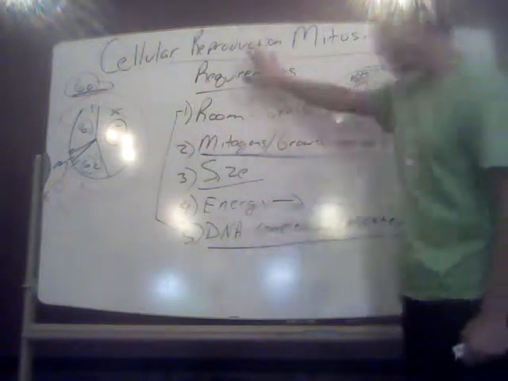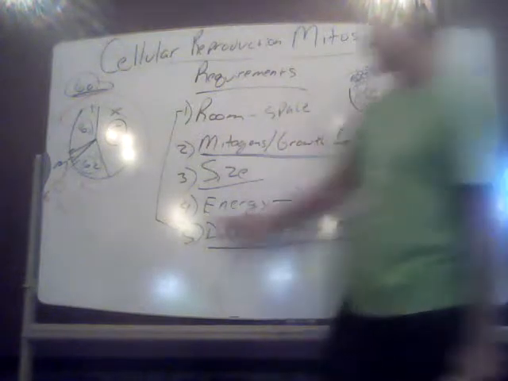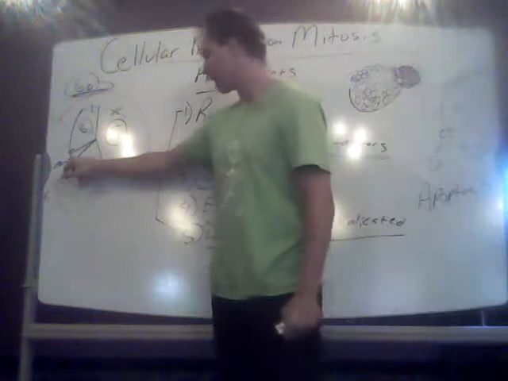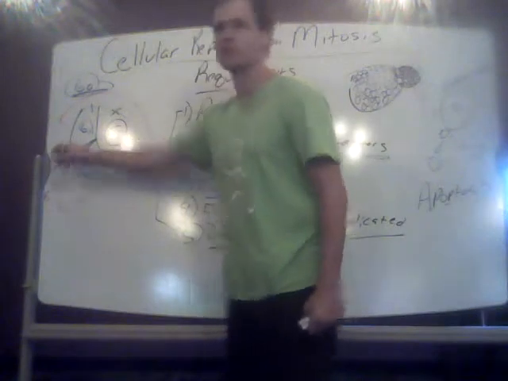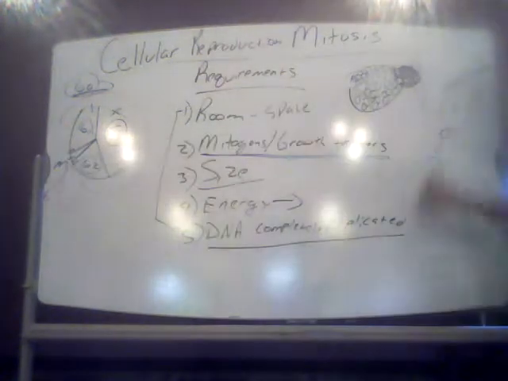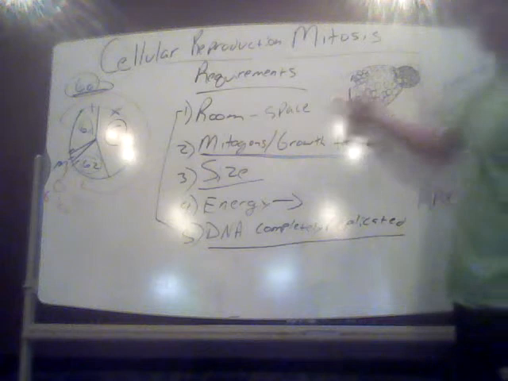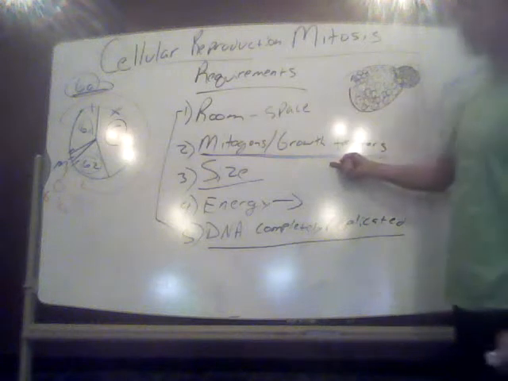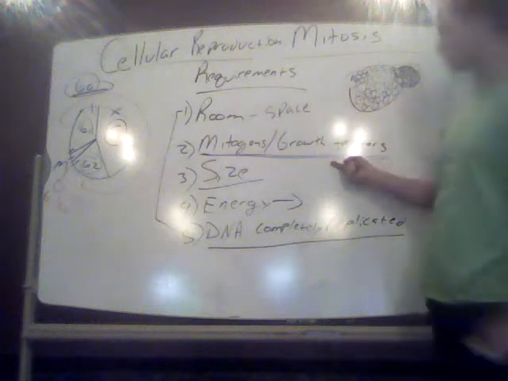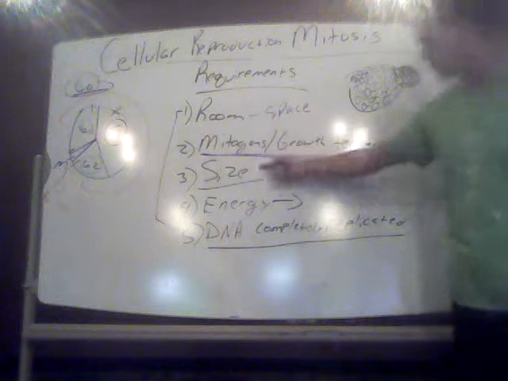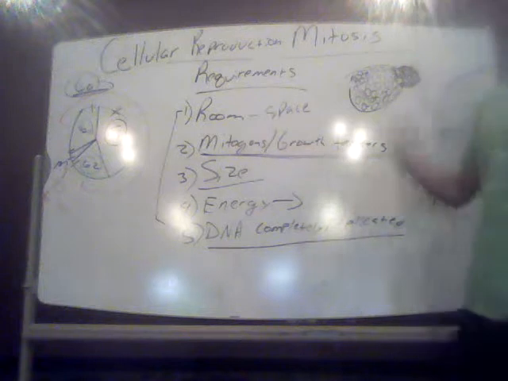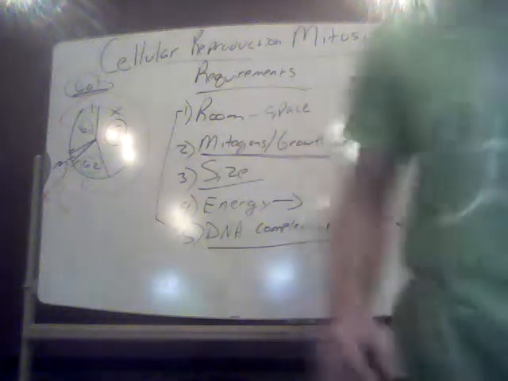Like I said, that's what interphase is all about, making sure that all of this is in place. So once we meet all these requirements, once we get to G2, and then we can switch over to mitosis, then the cell is fully prepared to divide. It has space. There are the right growth factors, the chemical messages to ensure this process is happening. The cell is big enough, there's enough energy, and DNA is completely replicated with no errors.